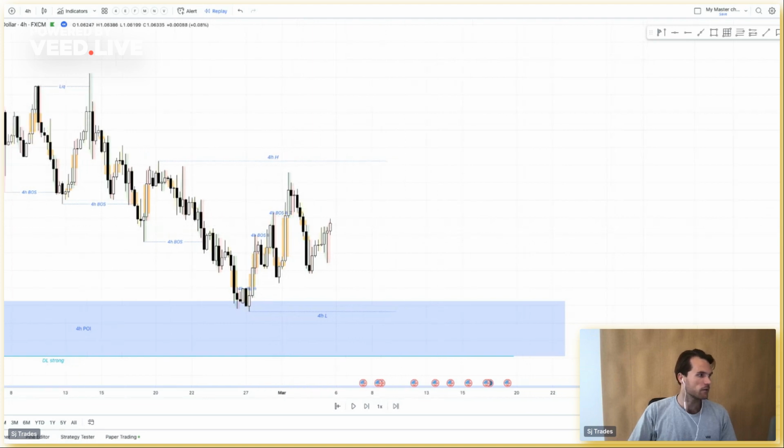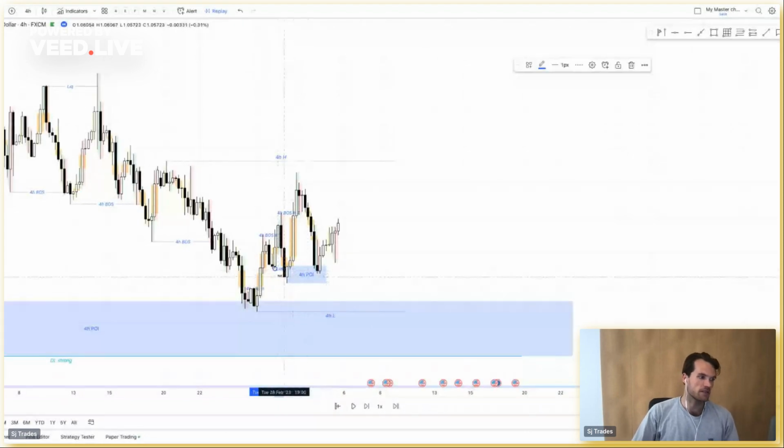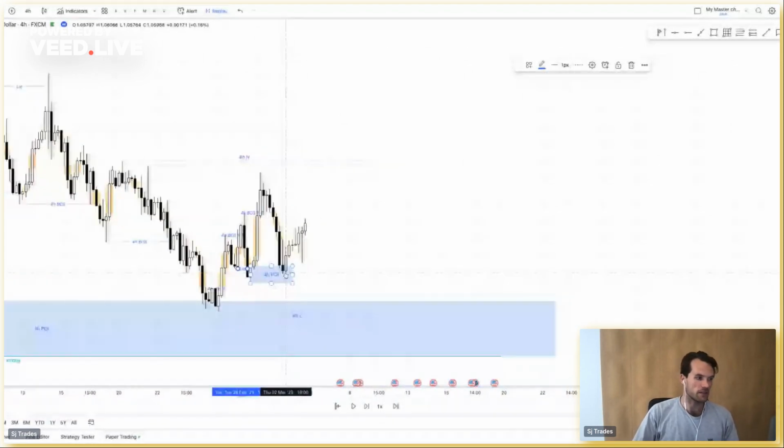And yeah, we pretty much reacted out of this internal 4 hour demand here and then pushed to break the highs, which meant there was some big buys coming in here. So this trended.